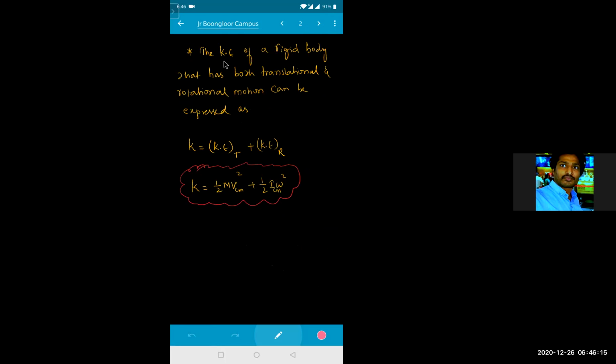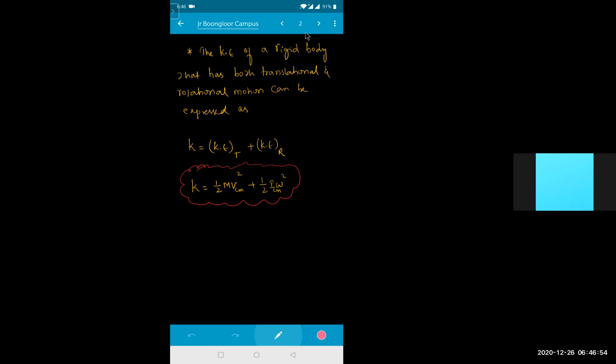Now see, the kinetic energy of a rigid body that has both translational and rotational motion can be expressed as K equals translational kinetic energy plus rotational kinetic energy. Translational, as in the work-energy chapter, we have written as half M VCM square, and kinetic energy due to rotation is written as half I_CM omega square. So it is a combination of translatory and rotatory: K = 1/2 M VCM^2 + 1/2 I_CM omega^2. Is it clear?